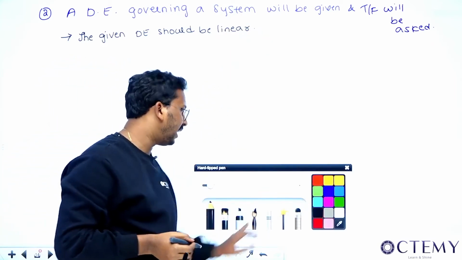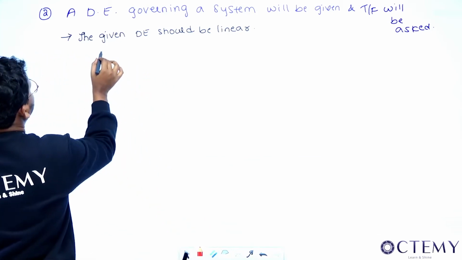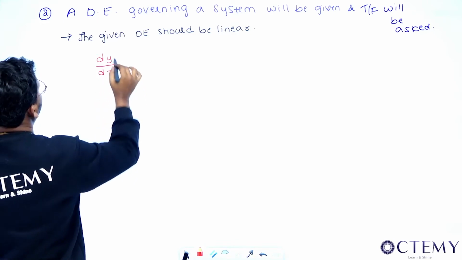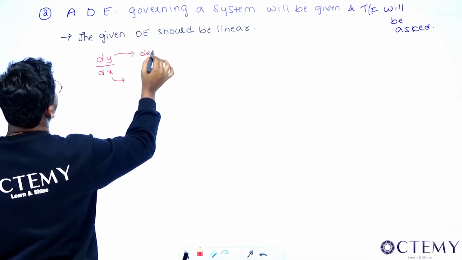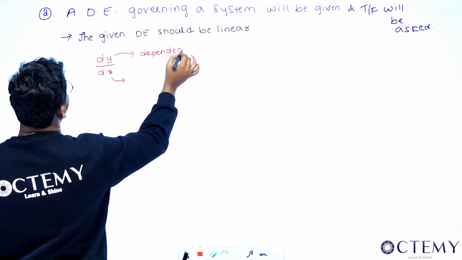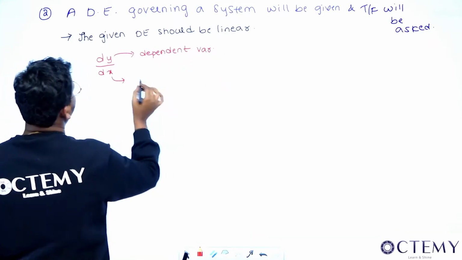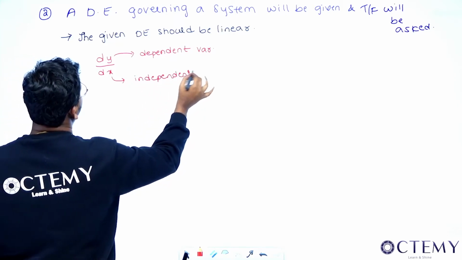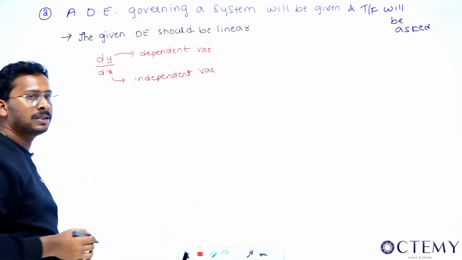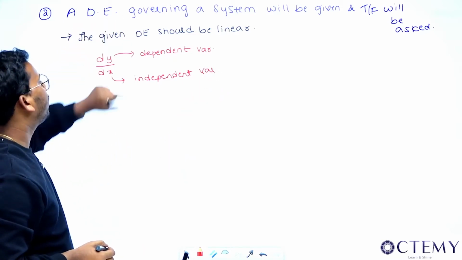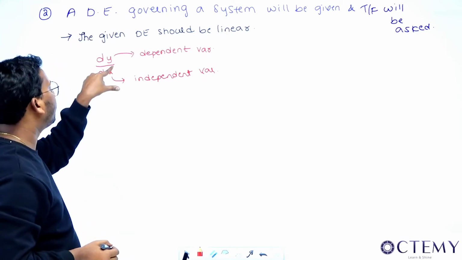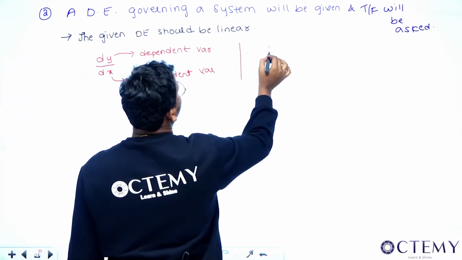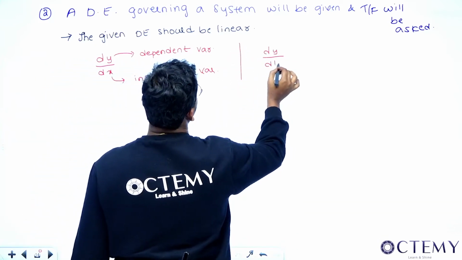If I want to define a linear differential equation, see sir, dy by dx. If I write dy by dx, then what is your x and y? Y is dependent variable, whereas your x is independent variable. Whatever is there in the denominator, that is independent variable. What is there in the numerator, that will become dependent variable. So generally my systems will be like this: dy by dt or dx by dt.